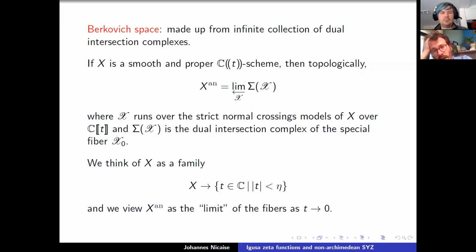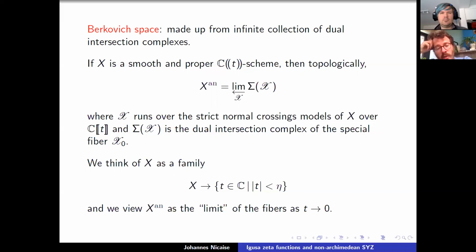And so why is it reasonable to think about non-Archimedean geometry in the context of the SYZ conjecture? Well, geometrically, we can think of our scheme X as a family of complex projective manifolds over a very small open disk, a complex disk with the coordinate t and defined by absolute value of t smaller than eta, where eta is very, very small. But again, this is not a precise statement, it's just a geometric picture to keep in mind.